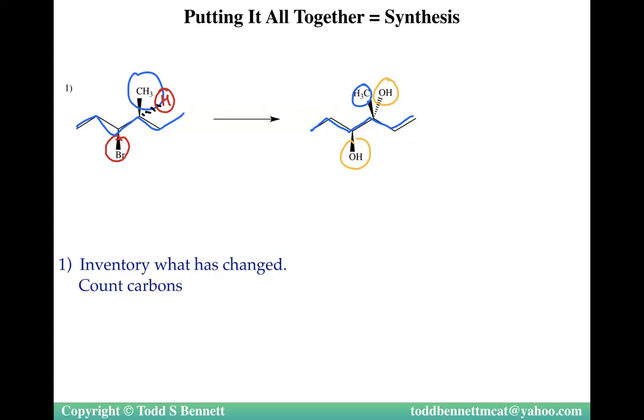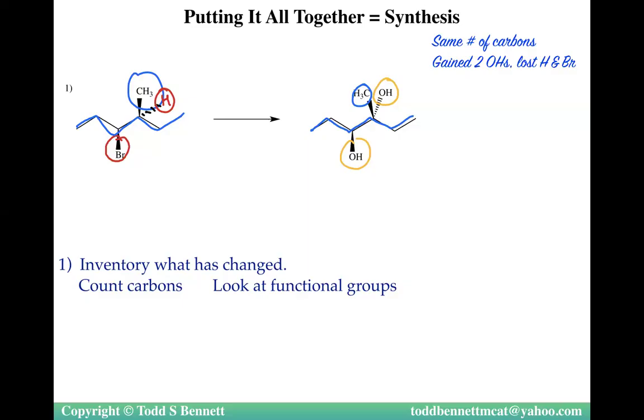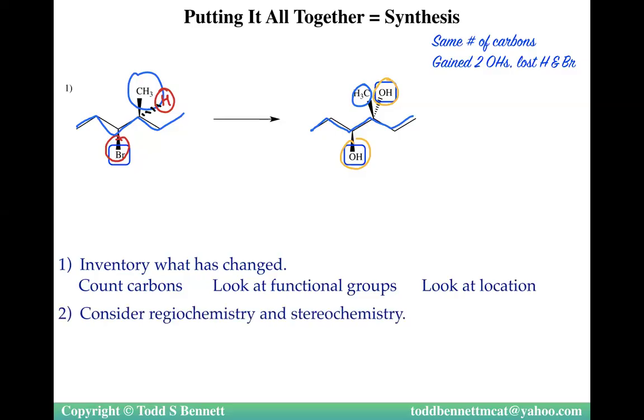So, inventory: what has changed? Count carbons. The carbons stayed the same number, that blue backbone. Look at the functional groups. Your functional groups have gone from Br to two OHs. And then look at the location. They are happening in the same spot. The H and the Br are on the exact same carbon as the two OHs, which means it's probably passing through some alkene.